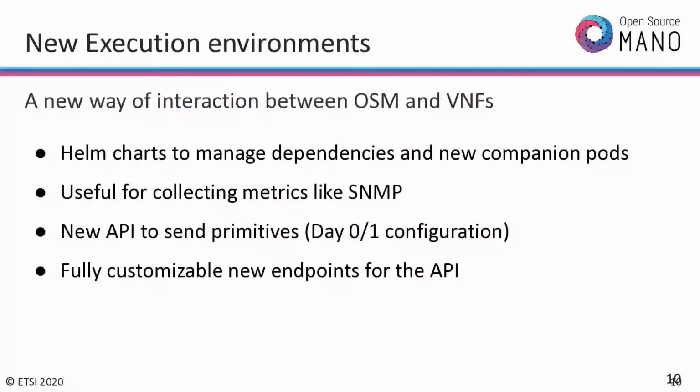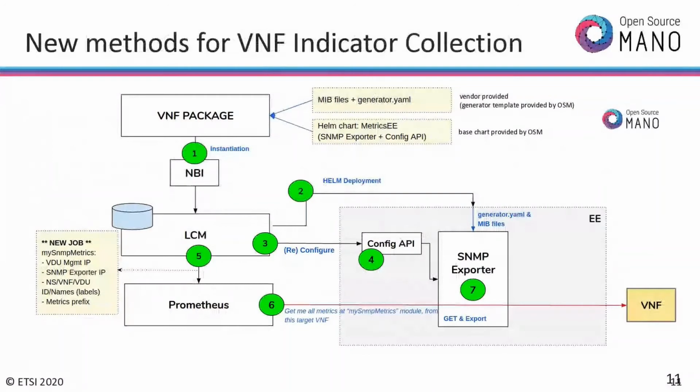So what are these new execution environments? If you take apart the VNF, each VNF will have this execution environment, if the vendor or you want. And inside, we can put these companion pods like the SNMP exporter. This is the whole architecture for the SNMP metrics from the VNF that we are showing just now for you.